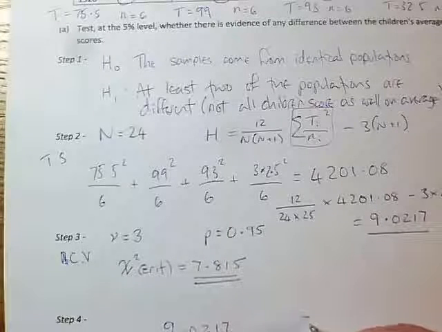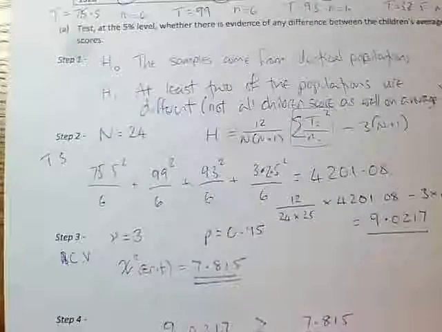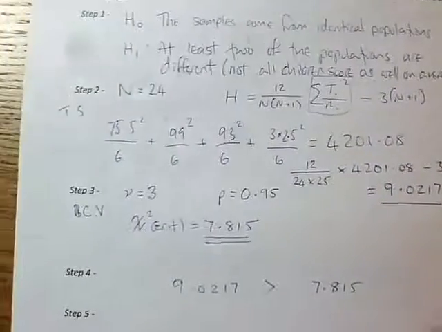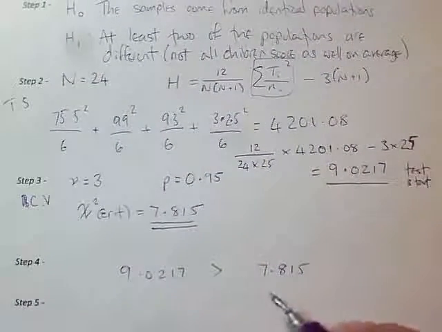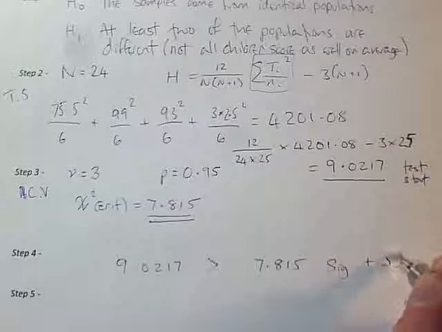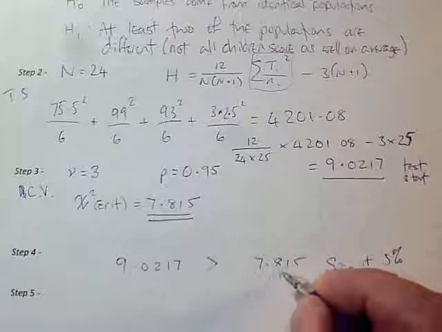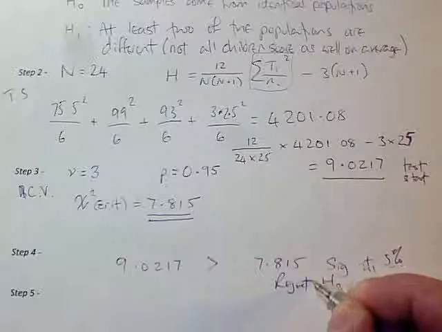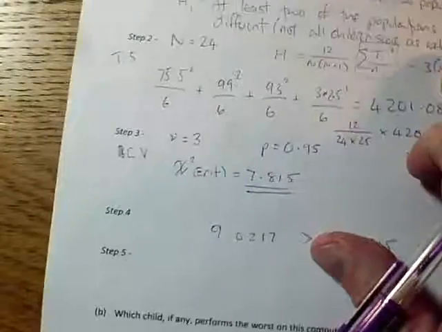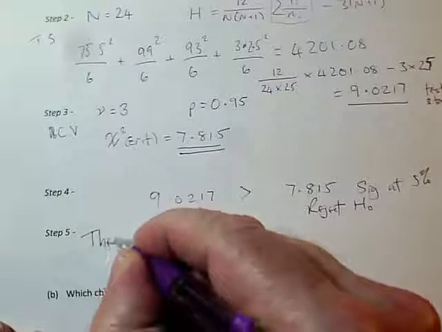So my 9.0217 is up against the critical value of 7.815, and of course it's greater. And because with chi-squared probabilities we're always looking at the high-end values, that means that this has succeeded in being significant. So this is significant at the 5% level, and therefore, because it's significant, we're going to reject our null hypothesis. Okay, and now I need to just finish off by interpreting that in context. So, because we're rejecting H0, we say there is evidence.